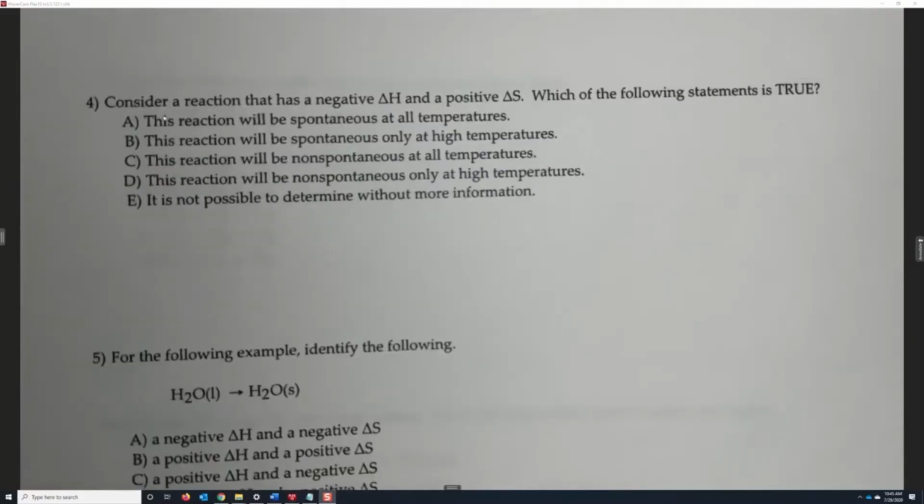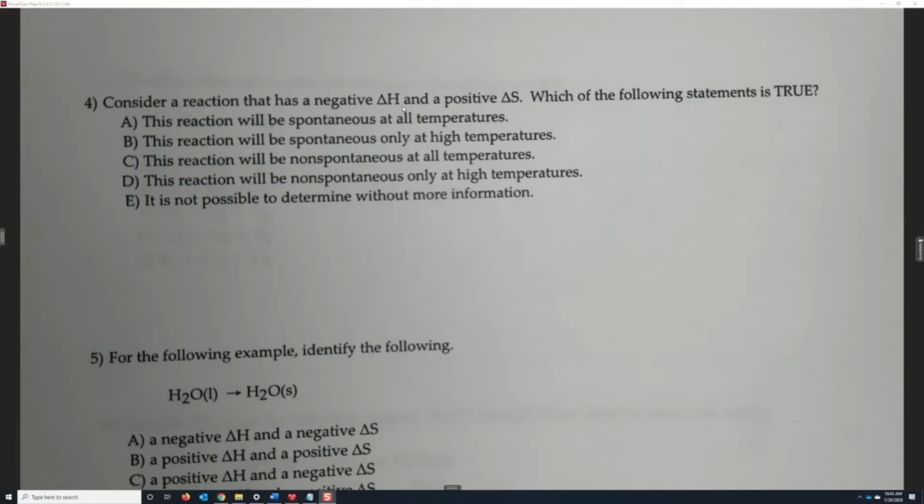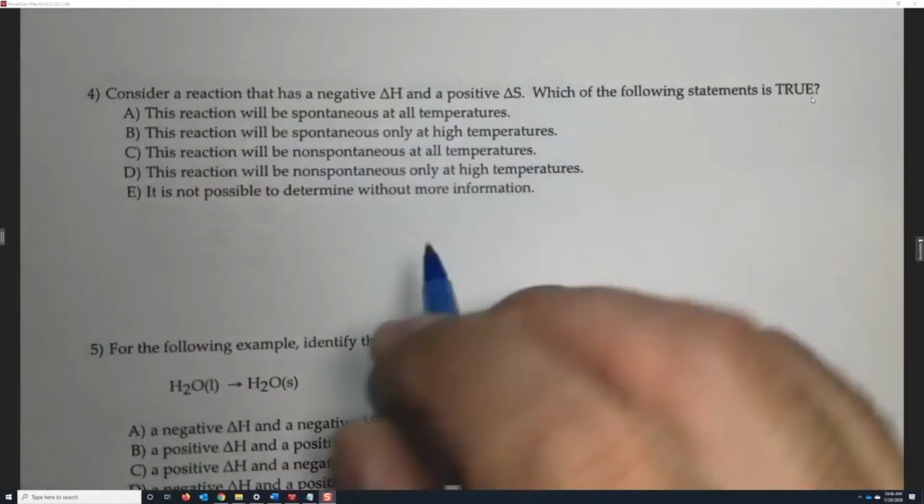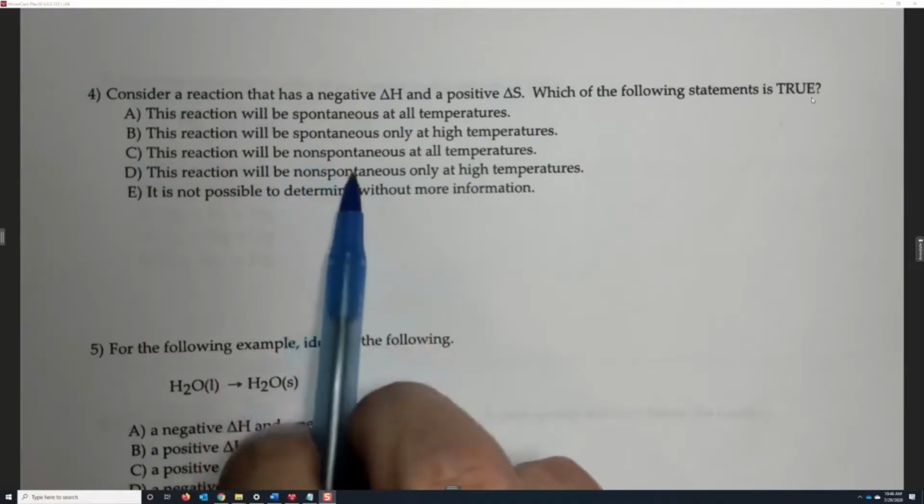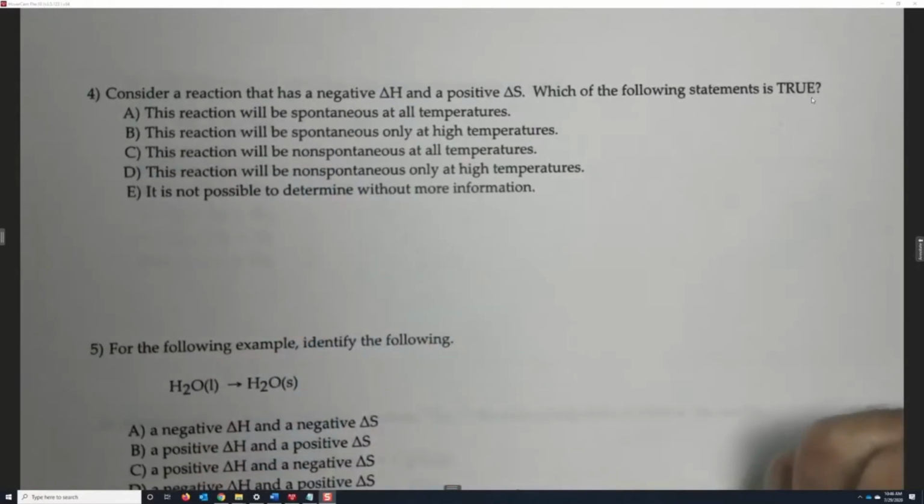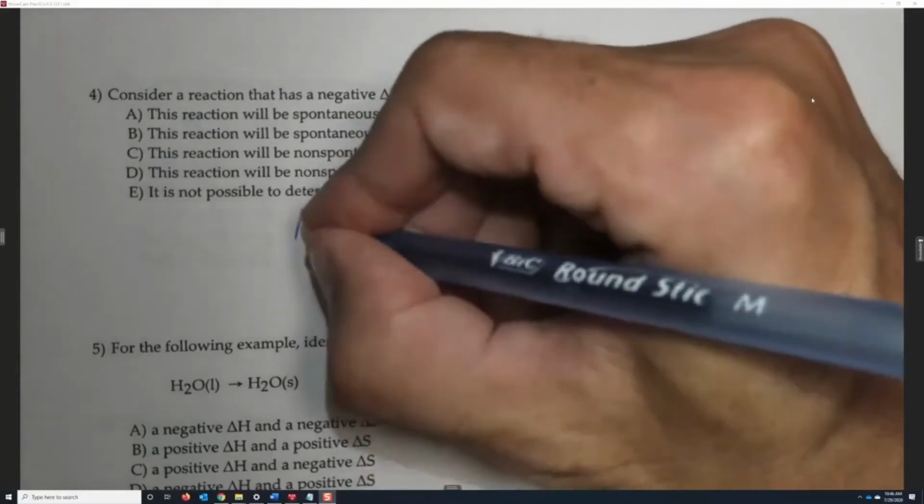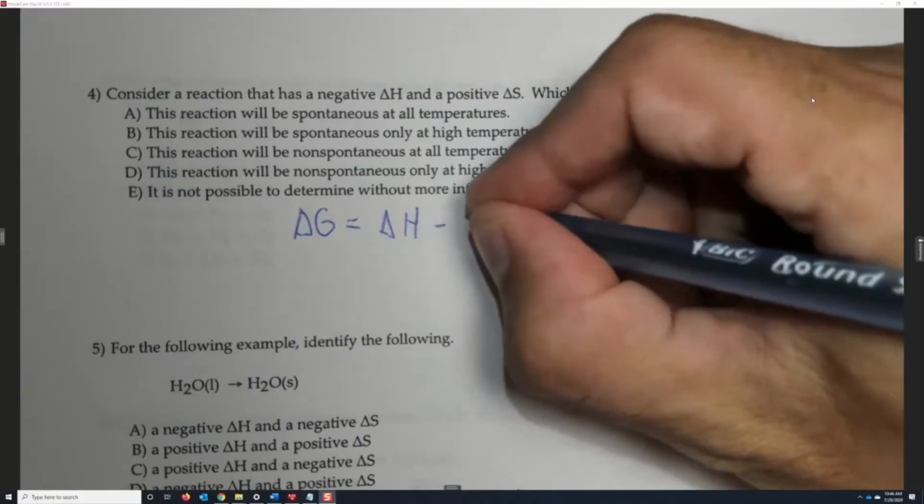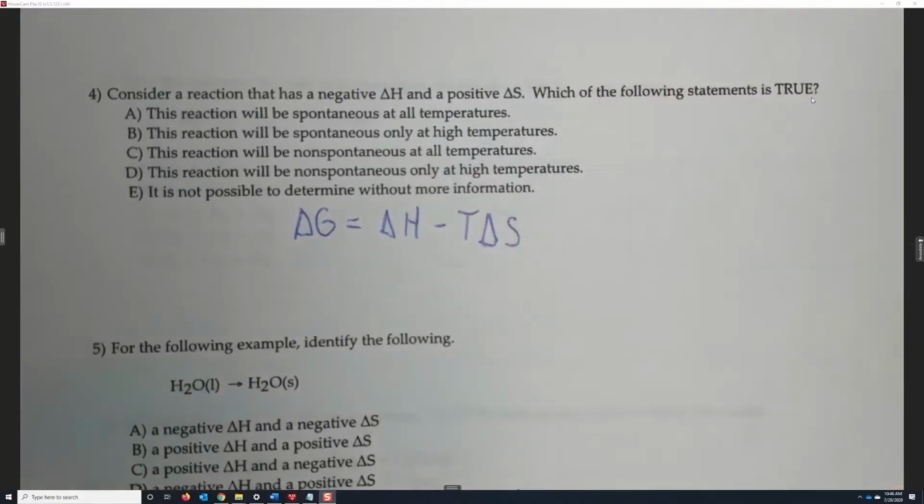Question number 4 says, consider a reaction that has a negative delta H and a positive delta S. Which of the following statements is true? So we need to remember, because we're being asked about the spontaneity of this reaction, that the spontaneity is related to delta G, the Gibbs free energy. And if delta G is negative, the reaction is spontaneous. So delta G equals delta H minus T delta S.